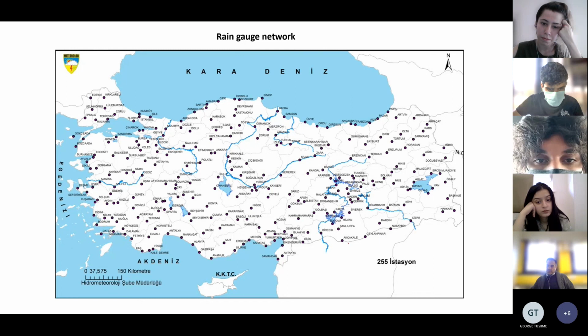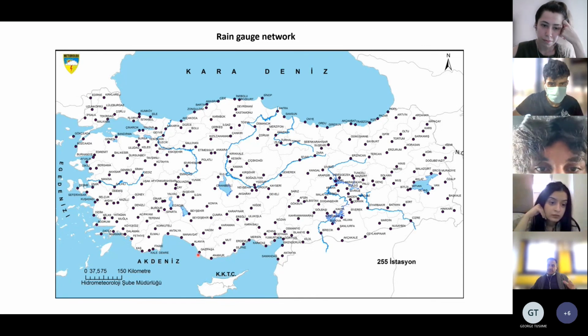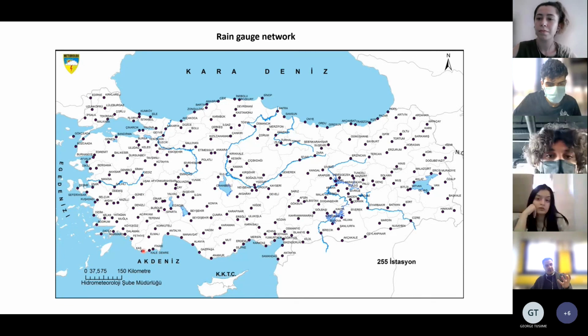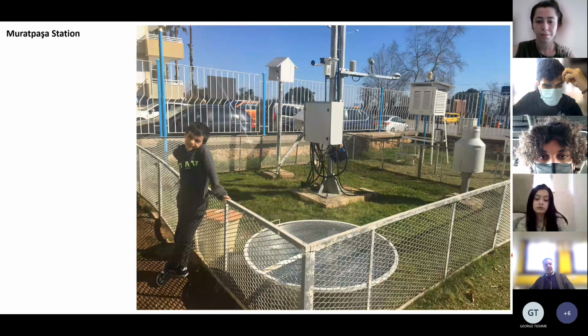You see, for example, in Antalya province, how many points we have, how many point measurements are done in this province. We have one in Gazipasa, one in Alanya, one in Manavgat, one in Antalya, Korkuteli, and so many. 1, 2, 3, 4, 5, 6, 7, 8, 9. At 9 meteorology stations we have tipping buckets, and in this province we measure the amount of rainfall continuously. So you see one is in Antalya, and this is the meteorology station of Antalya, which is called Murat Pasha station.